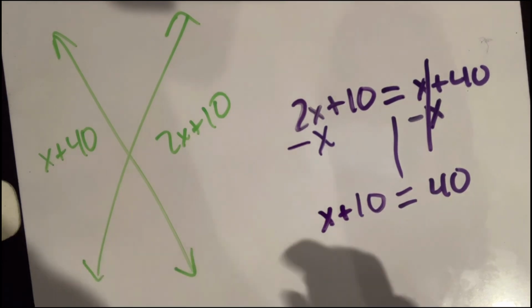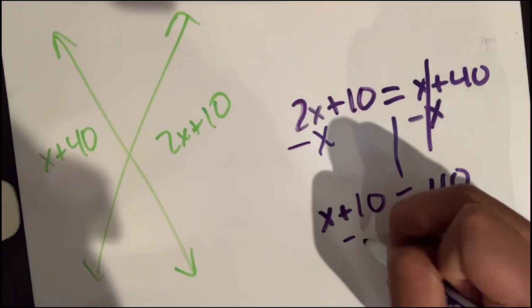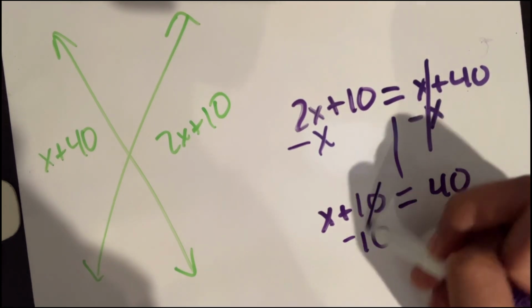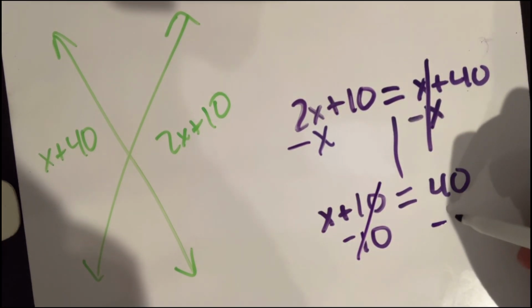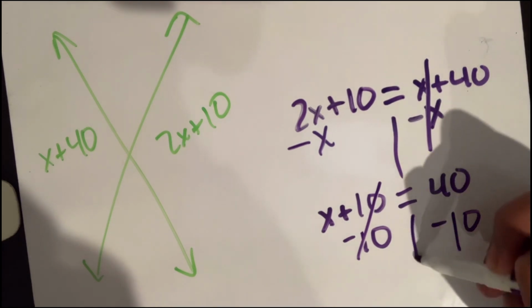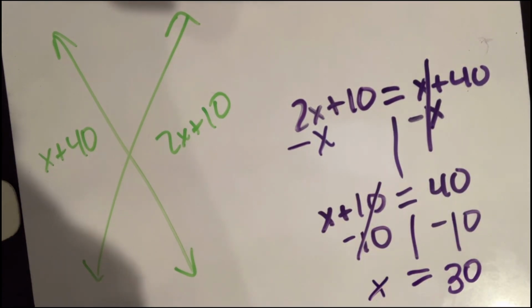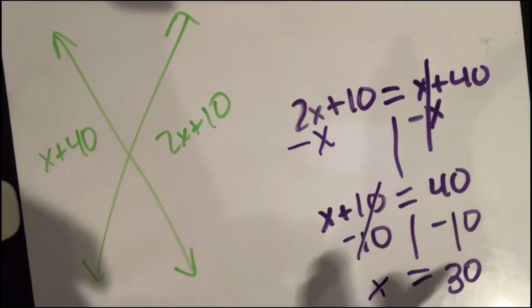Then we're going to subtract 10 from both sides. Minus 10 because it's the inverse. Minus 10 cancels it out. Minus 10, bring down the equal. 30. X equals 30. But we're not done yet.